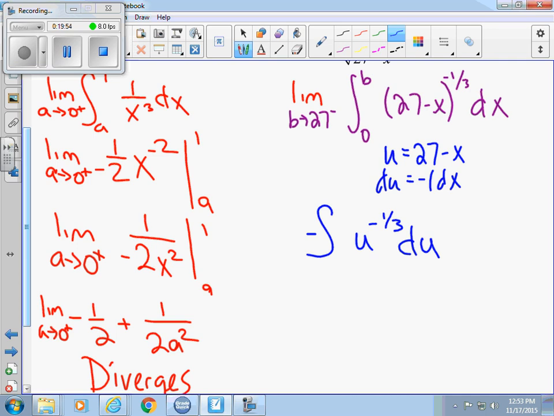If you're going to put limits here, it needs to be 27 to 27 minus b. So if you want to put limits there, do it. Just do it correctly. And it doesn't make any difference to me which way you work it. Just be careful. Don't write 0 to b right here. AP will dock you for that. So I'll go ahead. 27 minus b. Just let you see how that's worked.